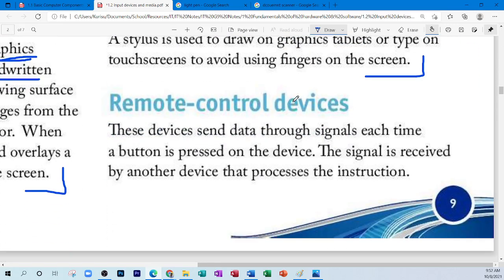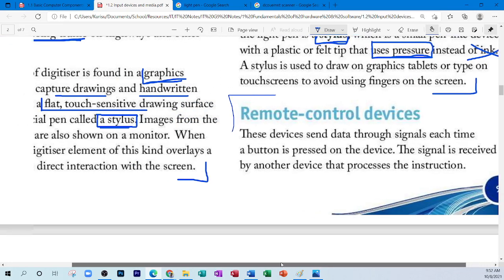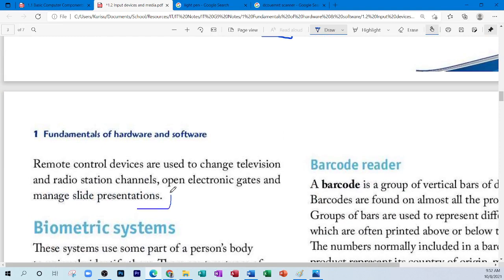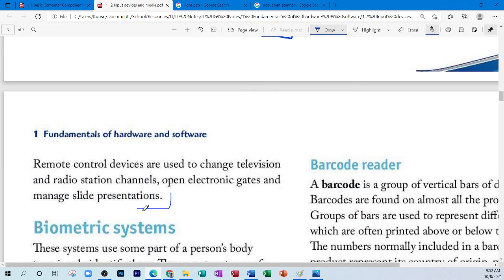So next we have remote control devices. And we're going to have Mikhail, can you read for us? These devices send data through signal each time a button is pressed on a device. The signal is received by another device who processes the instruction. Remote control devices are used to change television and radio station channels, open electronic gates, and manage slide presentation.